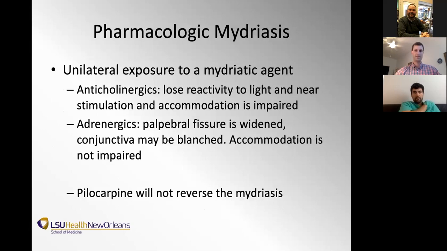So another possibility is pharmacologic mydriasis. In this one, you have unilateral exposure to a mydriatic agent. Anticholinergics and adrenergics are two of the big ones that you need to think about in this context. With anticholinergics, you lose reactivity to light and accommodation is impaired, so oftentimes they'll show up with not only the anisocoria, but also blurry vision. With adrenergics, the palpebral fissure is often widened and the conjunctiva may be blanched, but accommodation is typically not impaired. In both of these cases, pilocarpine typically does not have any effect on the mydriasis.